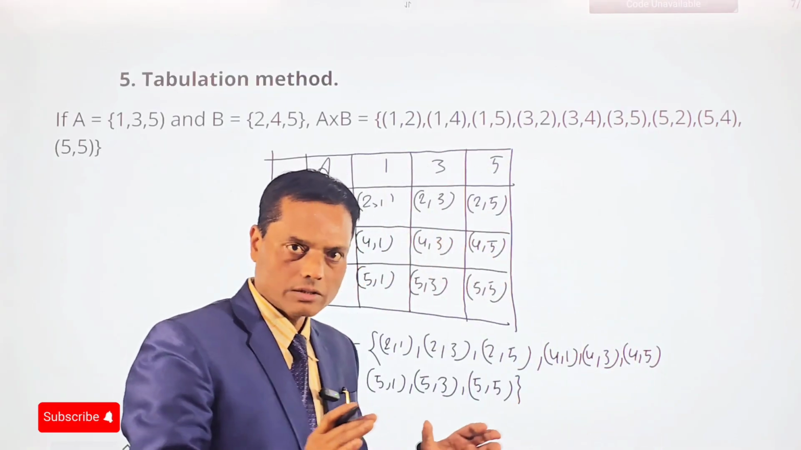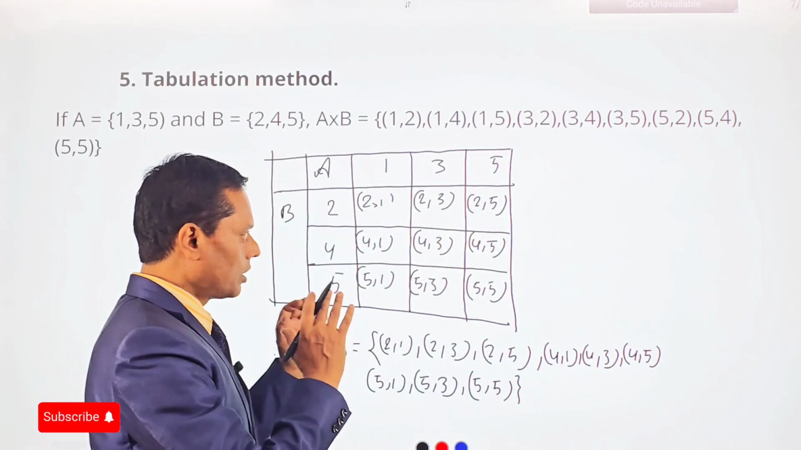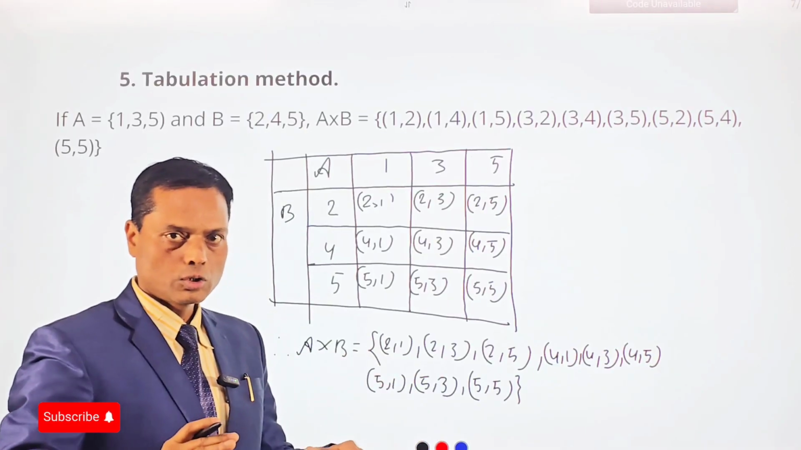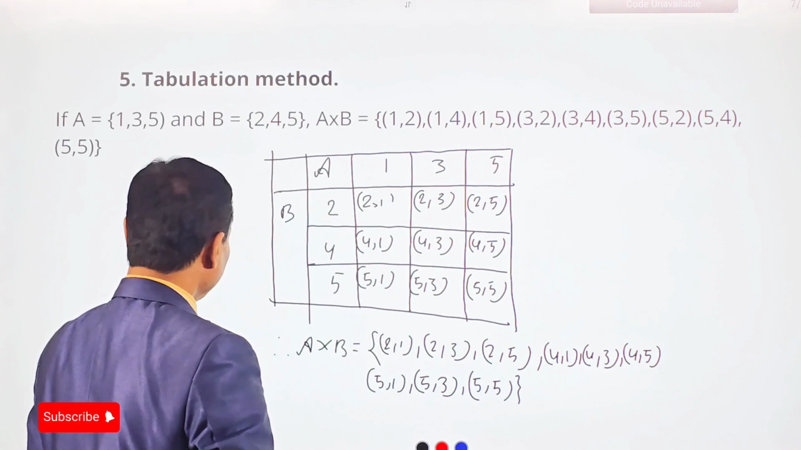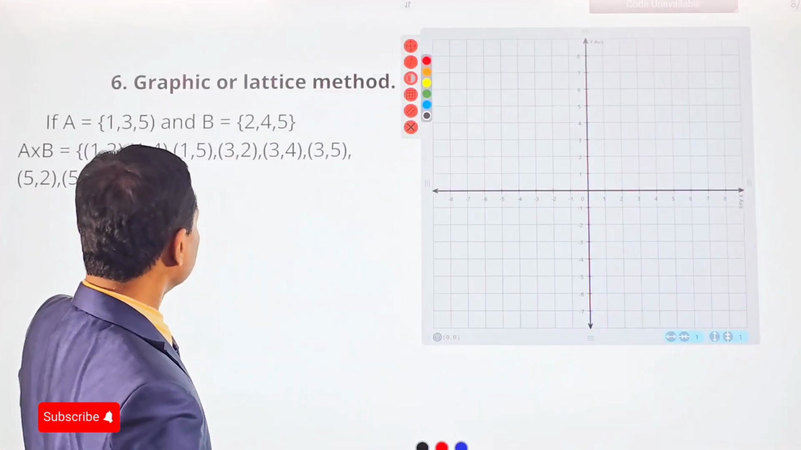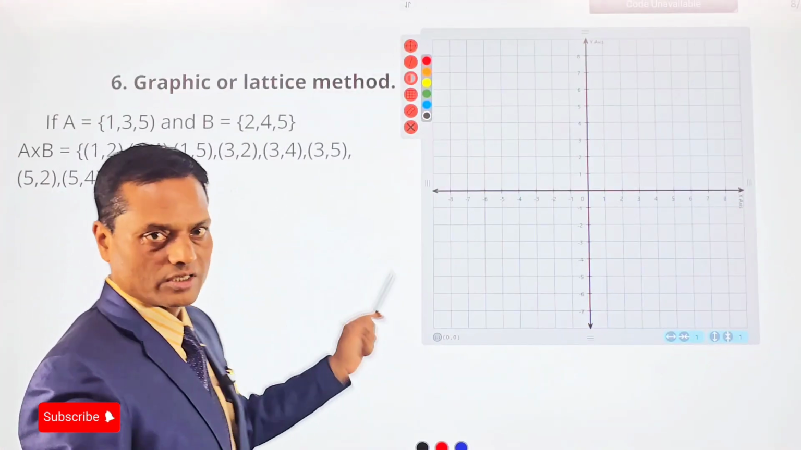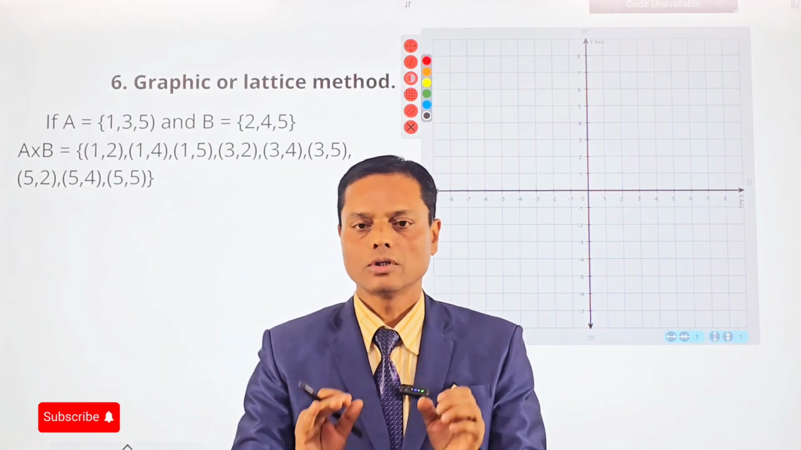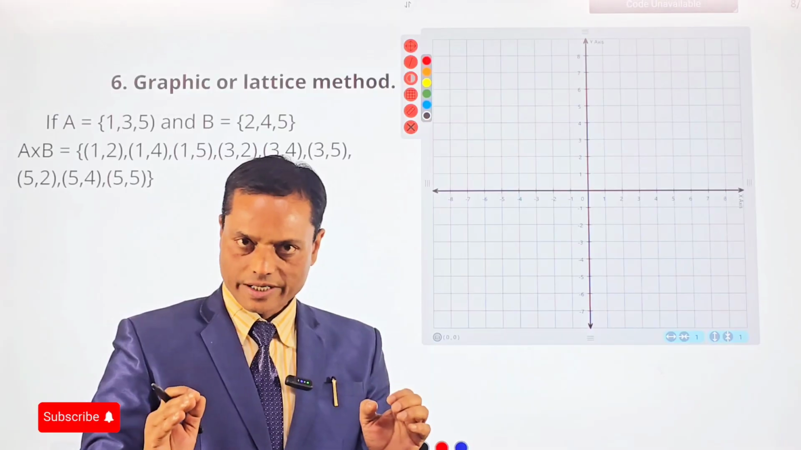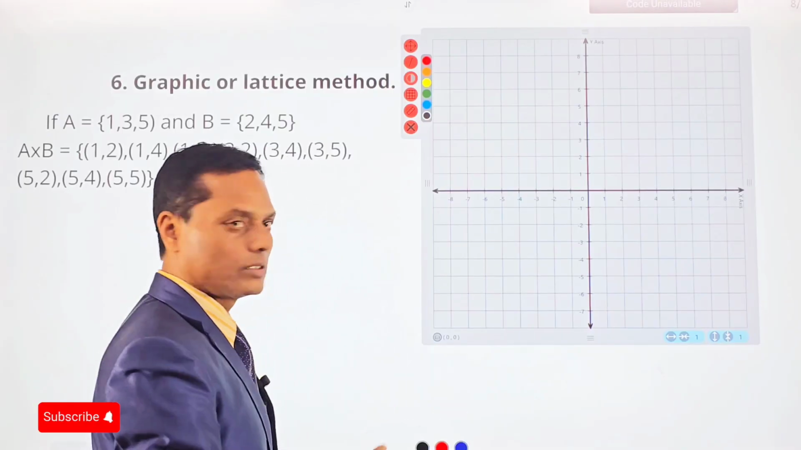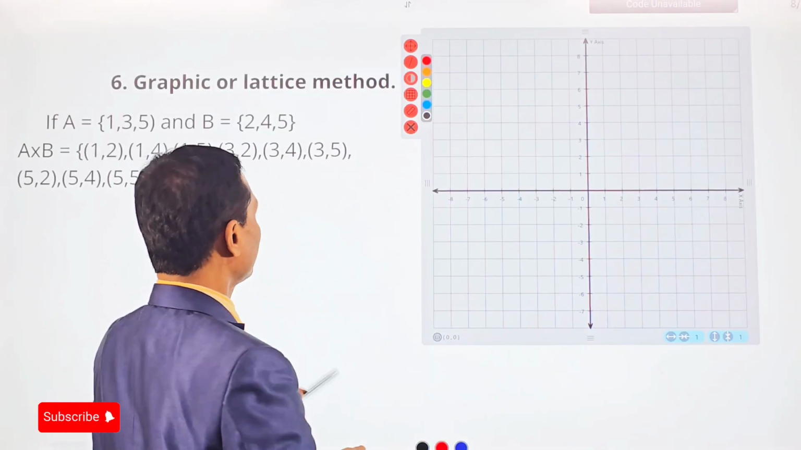It depends on you, you can show the ordered pairs according to your own way also, but there must be a table. And the next one, the last one I think, is the graphic or lattice method. So we have to show all the elements of the Cartesian product A cross B, that is the ordered pairs, in the graph, right? So we are going to show it.